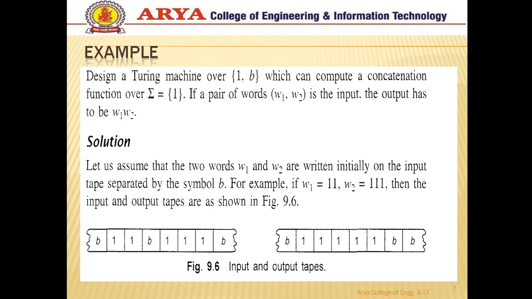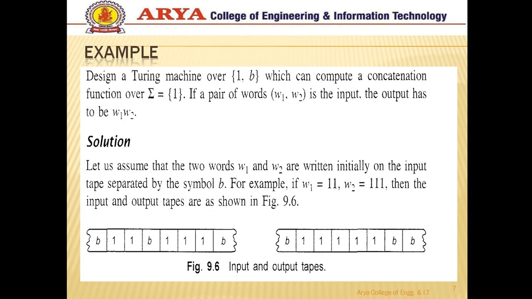So we choose any strings for this. The solution is: let us assume there are two words w1 and w2. We can choose w1 equals 1 1 and w2 equals 1 1 1. Then the concatenation function is w1 w2. That means the final answer we get is 1 1 1 1 1. That is the final answer for this.